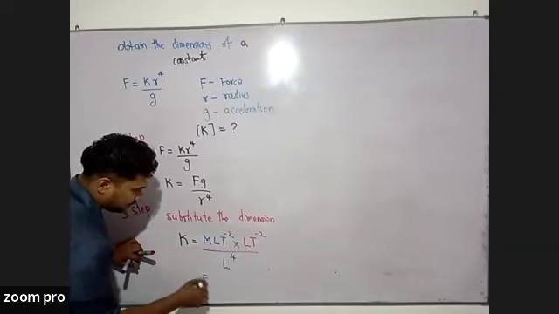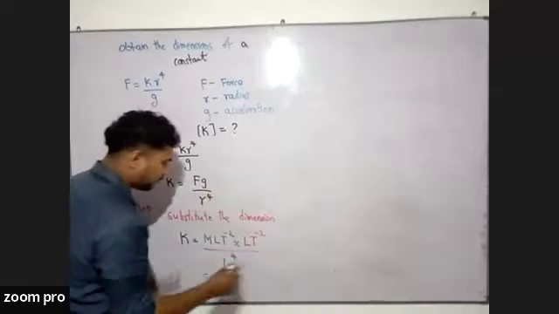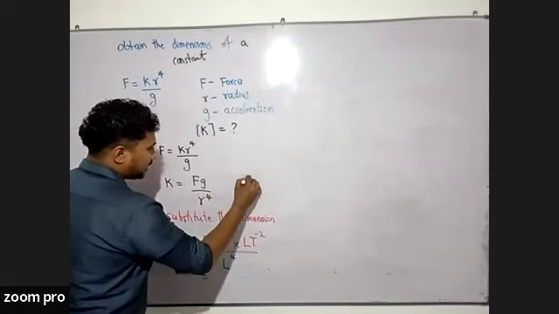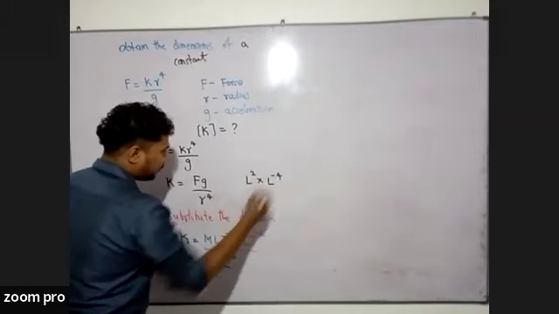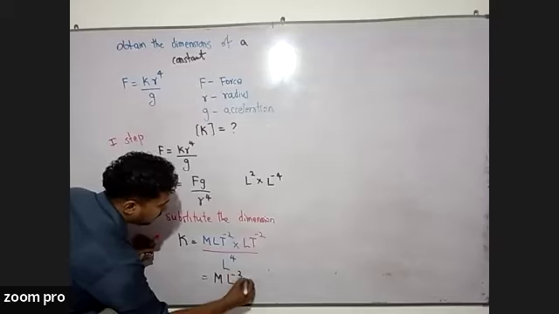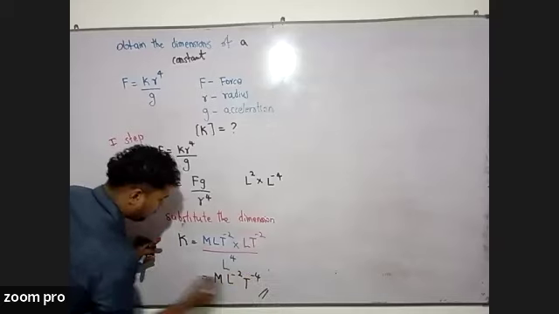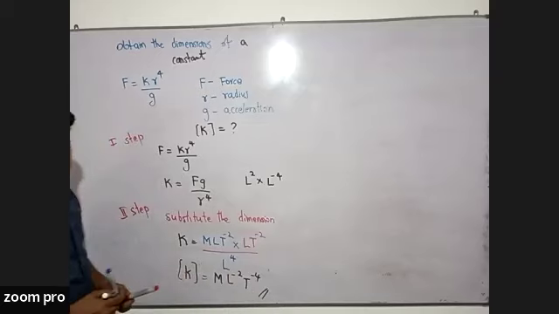Then if we simplify this, when the L to the 4 comes to the numerator, it is converted into minus 4. So in the numerator, it has L to the power 2 and L to the power minus 4. Then this is the answer for K. So these are the dimensions of K.